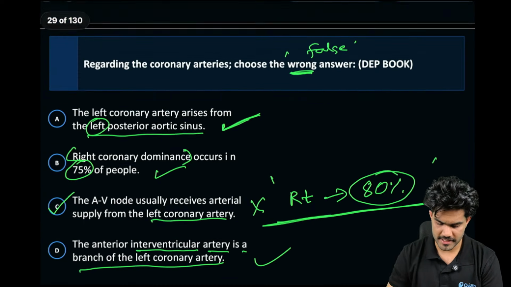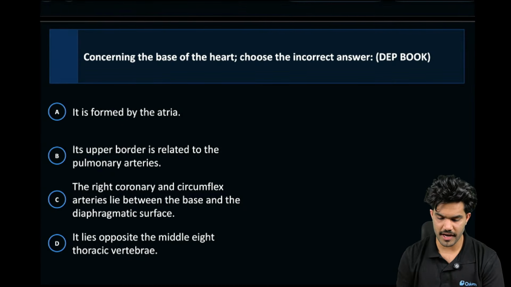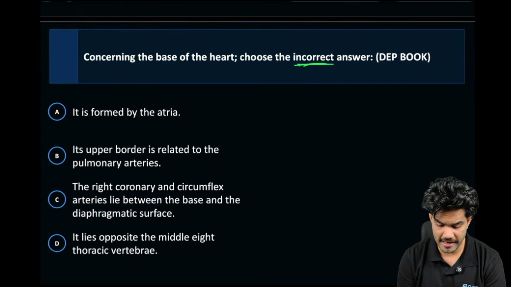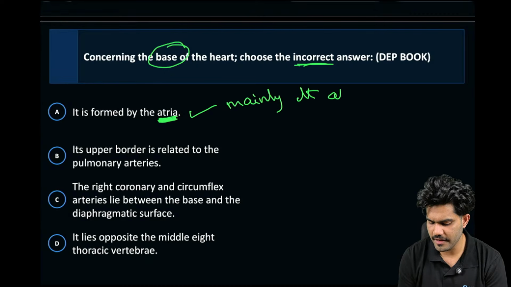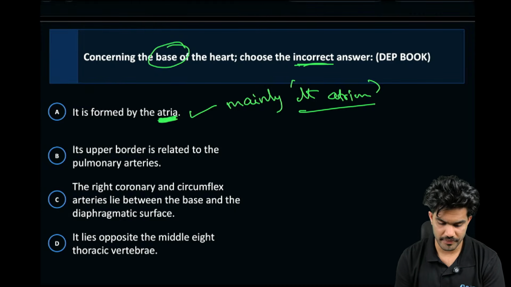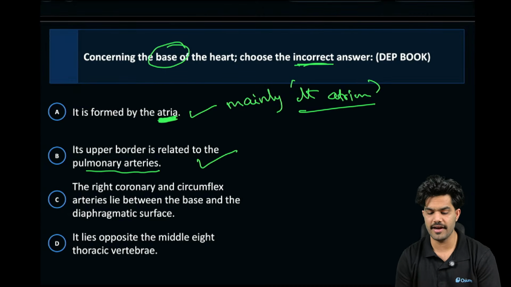Okay, it's clear? Yes. Now concerning the base of the heart, choose the incorrect statement. It is formed by atria. Yes. See, base of the heart, I told you it is mainly formed by atria. Two atria. In that also, mainly which one? Left atrium. Both atria, plus mainly the left atrium. Its upper border is related to pulmonary arteries. Yes, pulmonary arteries.